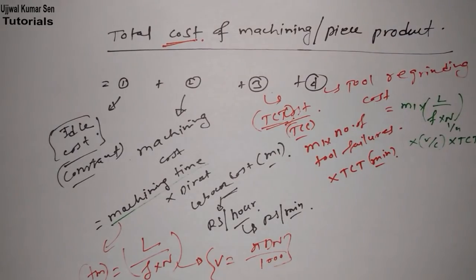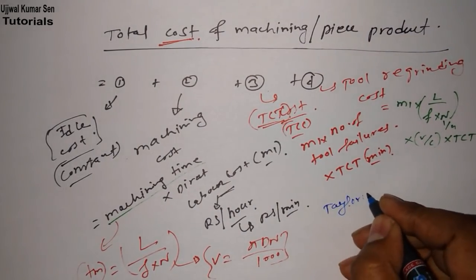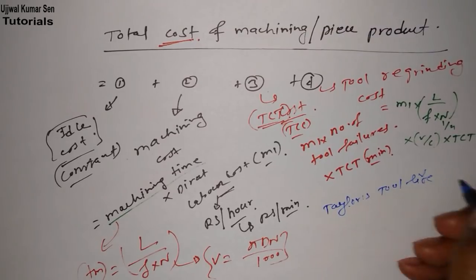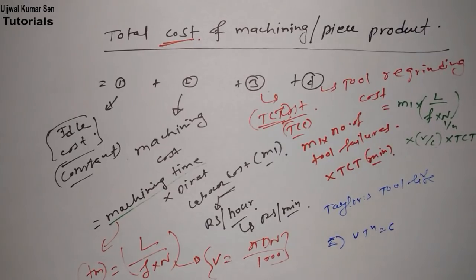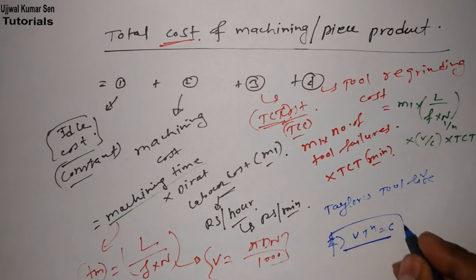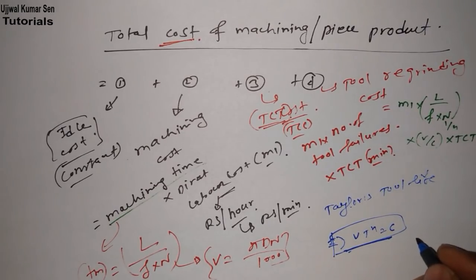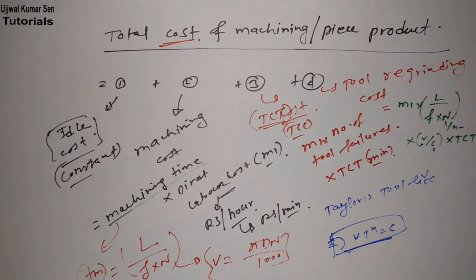Now what is this V by C to the power? You know that according to Taylor's tool life, we have V to the power n is equal to constant. Right? From that we can understand the relation between the speed and Taylor's tool life, constant and exponent. From here also we can find out this value. So this is the fourth one I have shared with you right now.